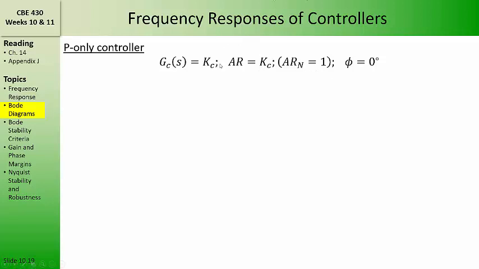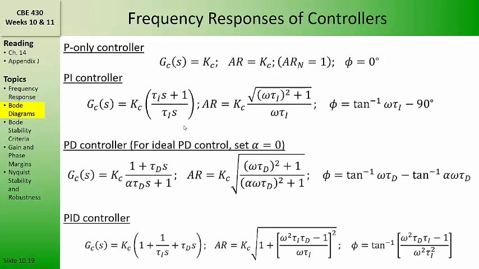Since this gain does not contain an s, when we substitute s equals j omega, nothing happens. The phase angle is equal to 0. Recall that the PI controller transfer function can be written this way, which is a left half plane 0 multiplied by an integrating element. We could obtain the amplitude ratio either by substituting in s equals j omega and then finding the real and imaginary parts, or we can simply take the product of the amplitude ratio of a left half plane 0 and the amplitude ratio of the integral element.